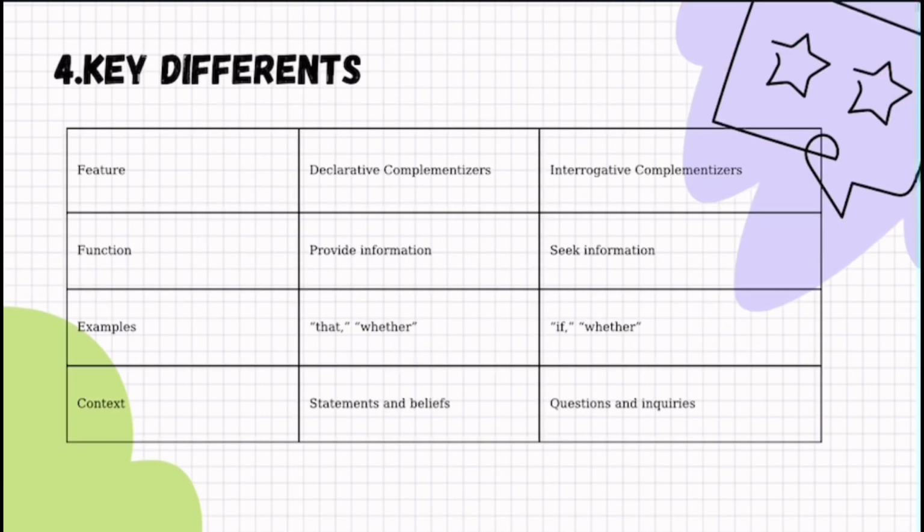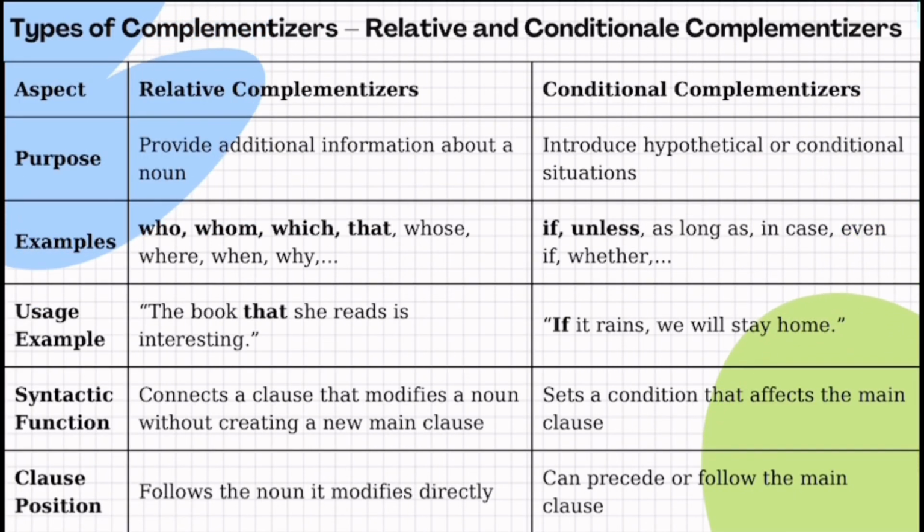Here is the key difference. Declarative complementizers convey information, while interrogative complementizers incorporate the questions into the sentence. Now we will move to another type of the complementizer. Now I will focus on two more types, relative complementizer and conditional complementizer. These types are essential for creating complete sentences with precise meaning.